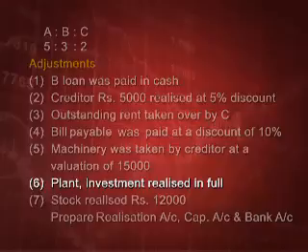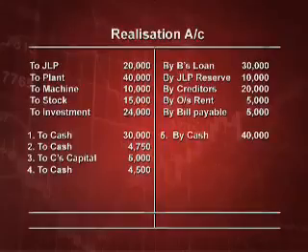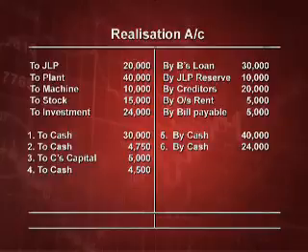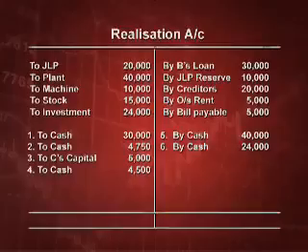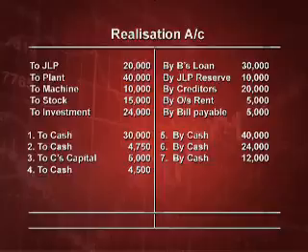Plant realized full value, plant and investment. So this will come on the credit side. By cash, plant 40,000, and by cash, investment 24,000. So this will also be added in the cash account debit side because money is coming in. Next point was stock realized 12,000. So by cash 12,000.